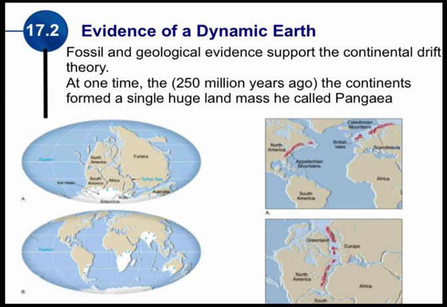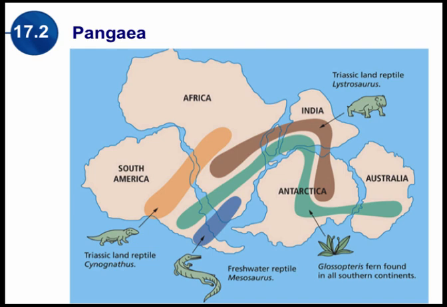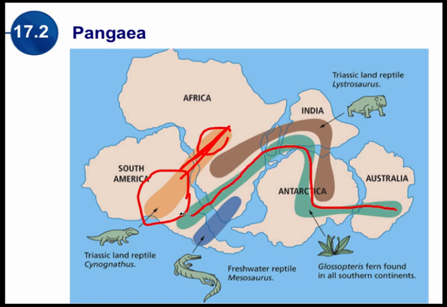Now, it's not just these fossil remains. Wegener looked at a number of fossil remains. And if we look at this picture, look at some of the fossils of reptiles that exist in different parts of the world. There is this land reptile where evidence exists in South America and in Africa. Well, how is that possible unless they were connected? Also, fossilized remains from plants that follow a pattern through multiple continents. And again, how is it possible unless they were connected?